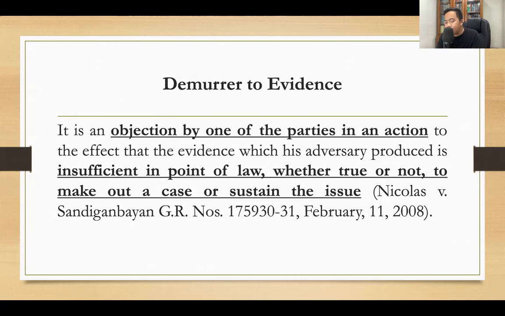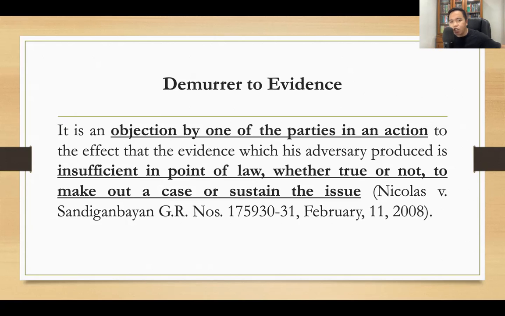On the other hand, a demurrer to evidence is also in the nature of a motion to dismiss, except that the ground for demurrer to evidence is that the evidence presented by the prosecution is insufficient, or there are some elements of the crime which have not been proven by the evidence of the prosecution. So if there is insufficiency of evidence, the remedy of the accused is to file for demurrer to evidence.